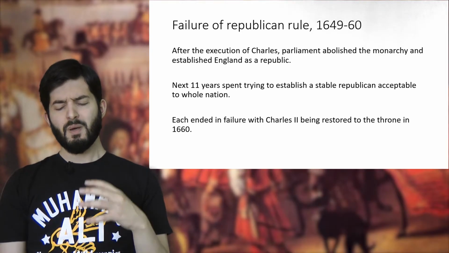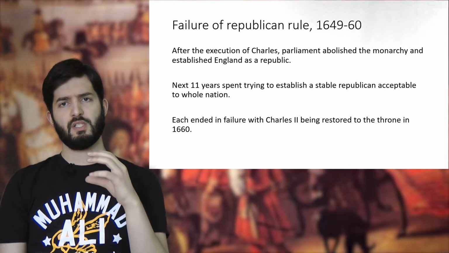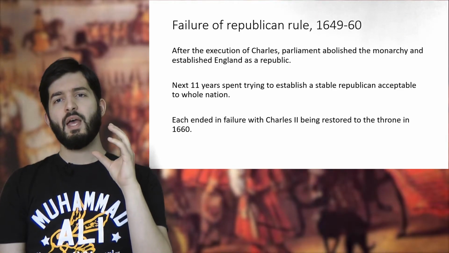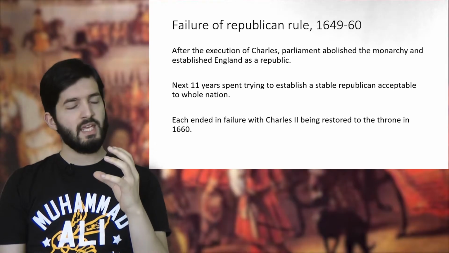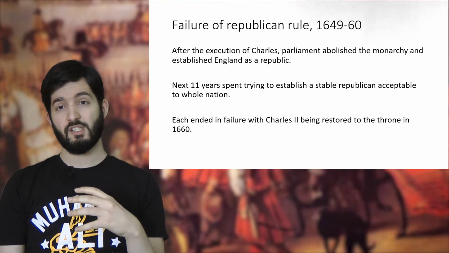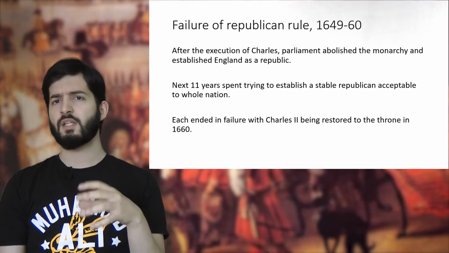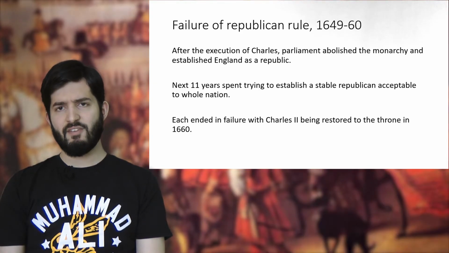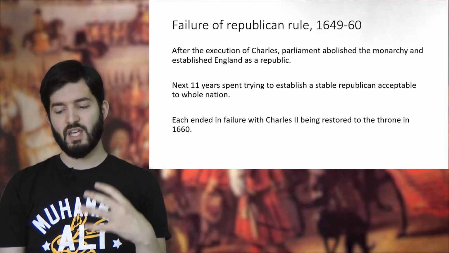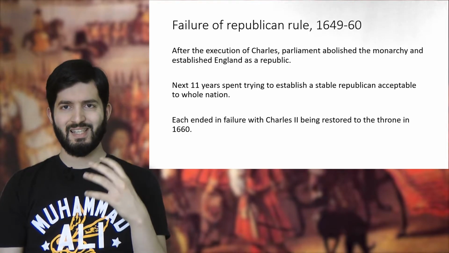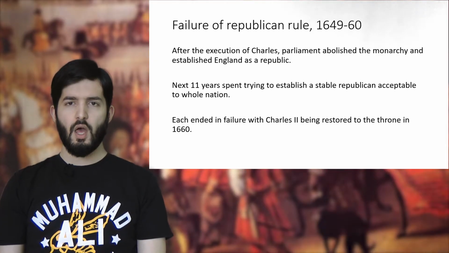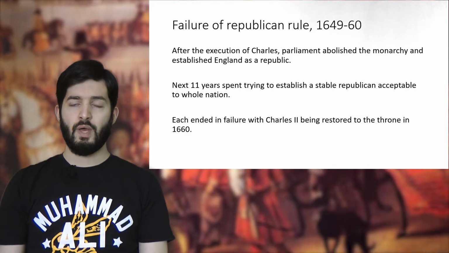Much in the same way as the initial period we discussed, that first 20 years, the instability which plagues English society and politics does not suddenly disappear with the execution of Charles. He wasn't the only problem standing in their way. And so the next 11 years are spent trying to establish a stable republican state or settlement or solution that is acceptable to the nation as a whole. Unsurprisingly, it also ends in failure.